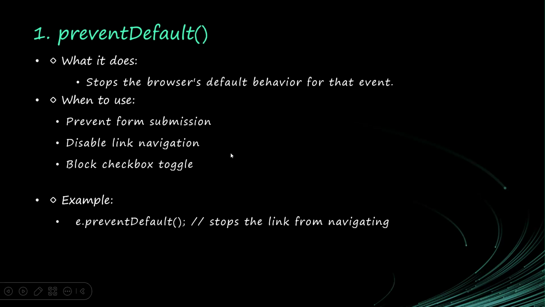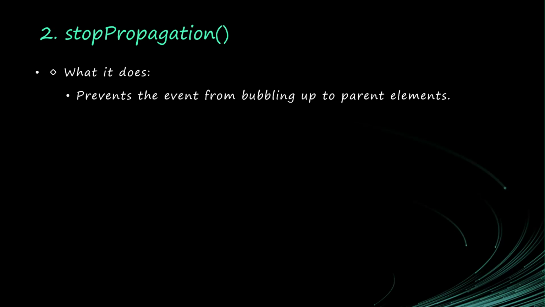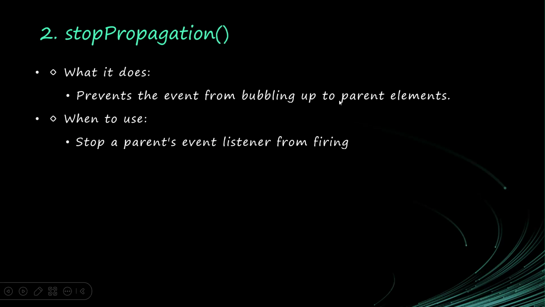Just like when you click on the link, it will take you to a new page. But if you call preventDefault, it will prevent the default behavior. Okay, stopPropagation will stop propagation. Remember, we talked about propagation. So if you don't want bubbling or capturing to happen, if you don't want this propagation process to happen, you just call the stopPropagation method. Once you call it, it will stop the event from bubbling up to the parent element.